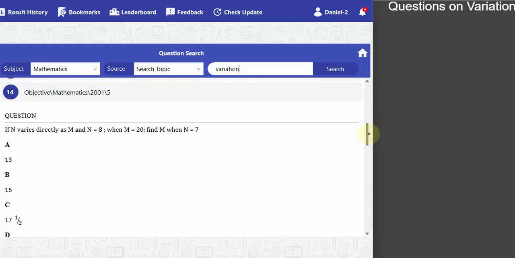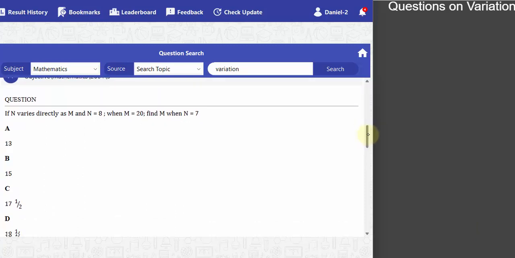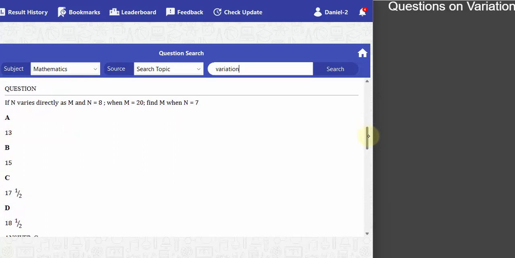So let's get started. The first question we're going to solve is an objective question from the year 2001, and that's question number 5. So let's take a look at the question. If n varies directly as m and n equals 8 when m equals 20, find m when n equals 7.